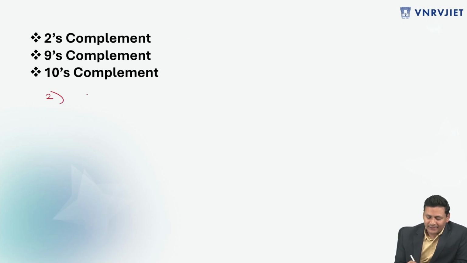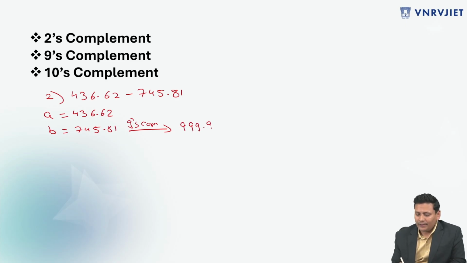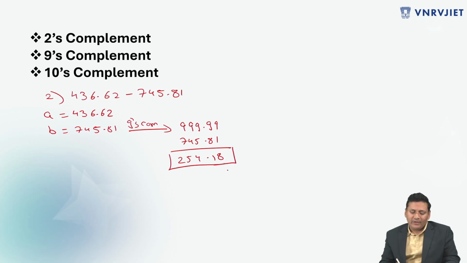In the second example, I will just interchange the values. So it will be 436.62 minus 745.81. What is A in this case? A is 436.62, and what is B in this case? 745.81. So what is the first step? Take the nines complement of B. So nines complement means 999.99 minus 745.81. So it will be 254.18. This is the value of the nines complement of B.